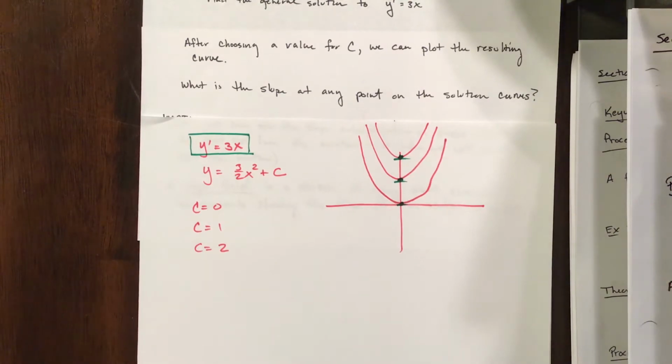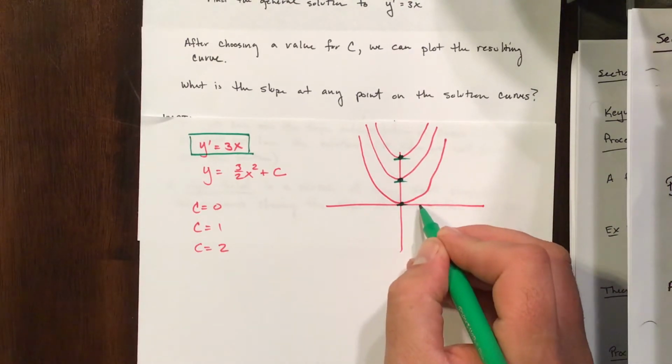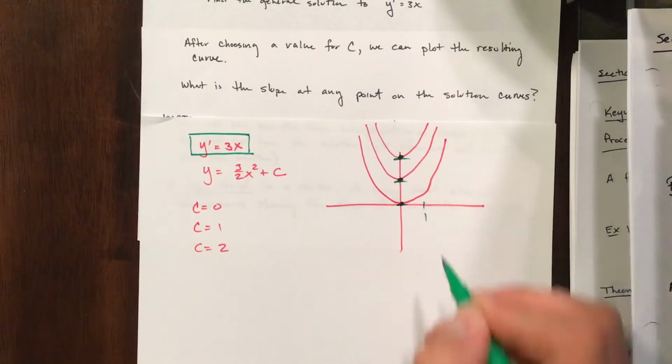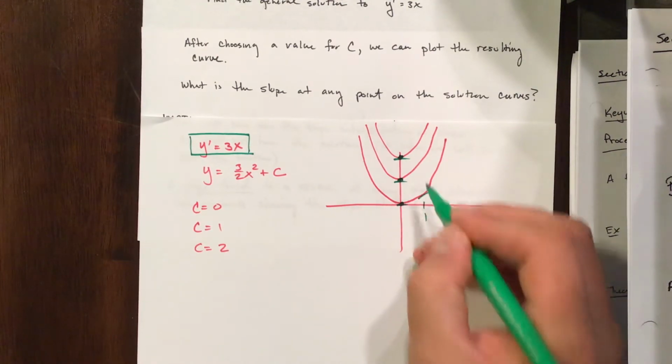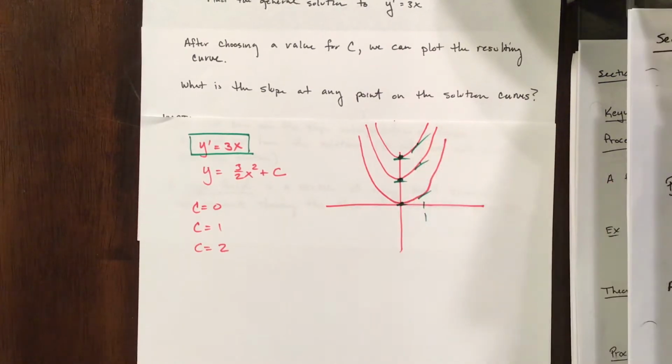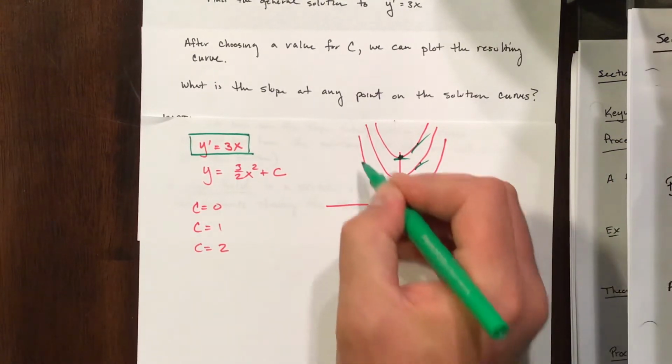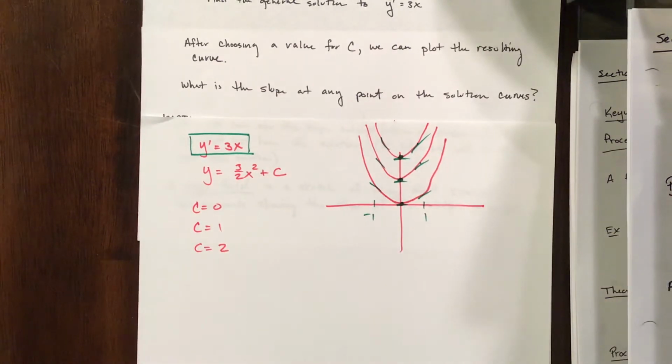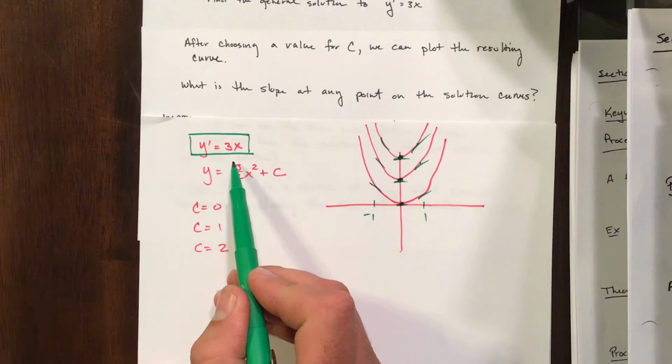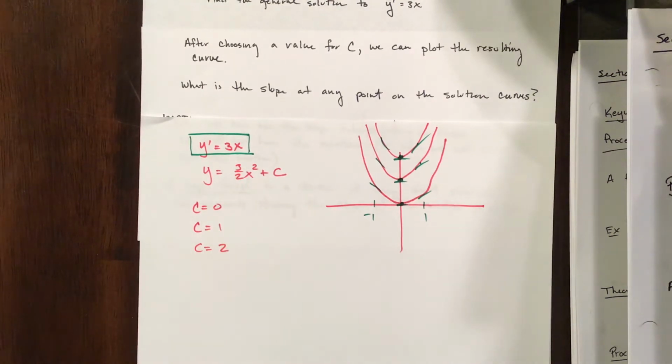If I made x 1, let's estimate where 1 would be. Let's go to about right here. What's the slope here? It's 3. What's the slope here? It's 3. What's the slope here? It's 3. Right here, at negative 1, it would be negative 3. Negative 3, negative 3. So this is something that each one of the solution curves has in common. The slope at any particular x on any solution curve will be the same. That's only because the differential equation involved x and not both x and y. So this is special to this case.